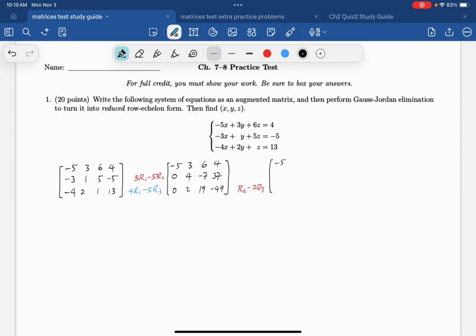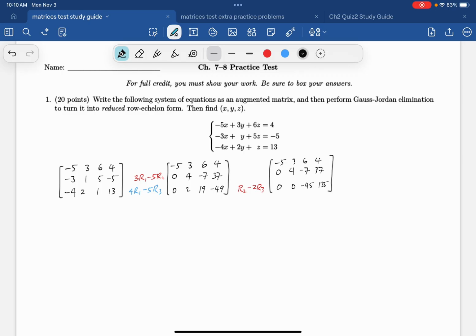Get negative 5, 3, 6, 4, 0, 4, minus 7, 37, and 0, 0, negative 7 minus 38, negative 45. And then 37 plus 98 is 135. All right, 37 plus 98, 35 plus 100, 135. Okay, very good.